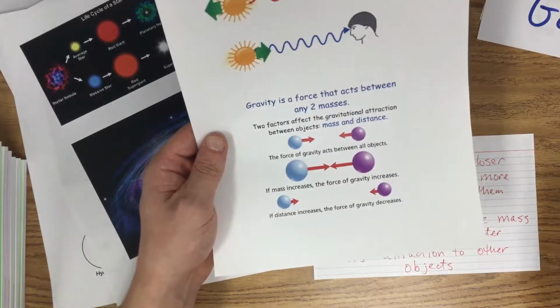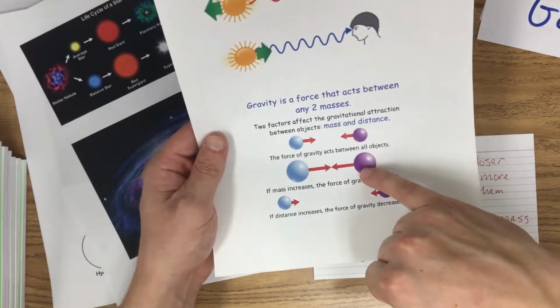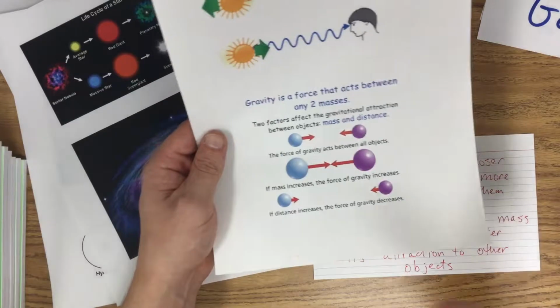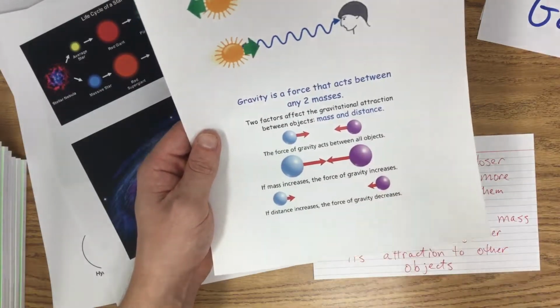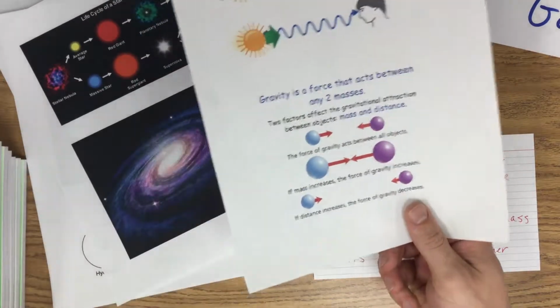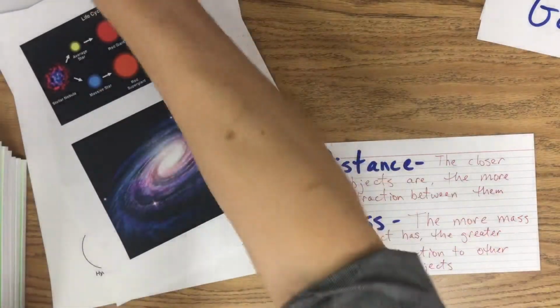So, when do you have the most gravity? When you're close to a large object. So, closeness in proximity, and really, really heavy objects have a lot of gravity. Okay.